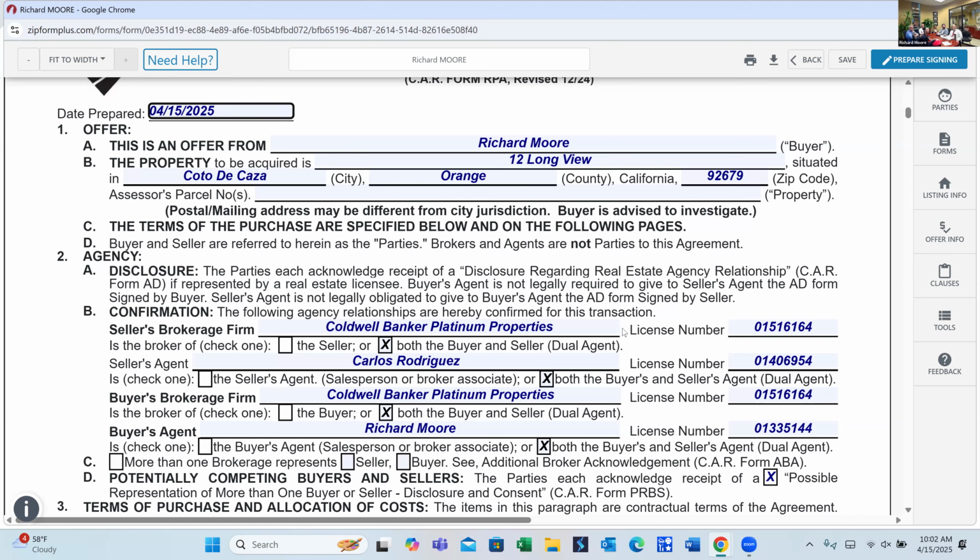In the event the transaction is under the same brokerage license, it is considered to be dual agency, and we would check the box, both buyer and seller. If for some reason it's another entity and it's a different brokerage number, then we could change that. So if it's a different brokerage, then we would specify that Carlos is representing the seller, Richard Moore representing the buyer. Simple, right? But now we know that we're both under the same license area.